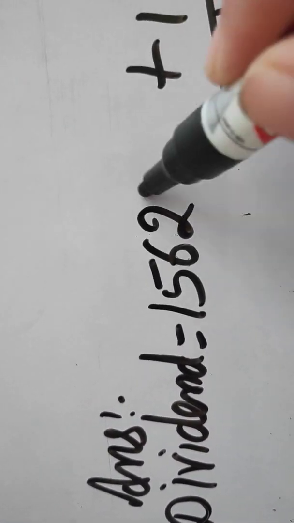Dividend is equal to 15,625. This is your answer. Once again I am going to explain you.